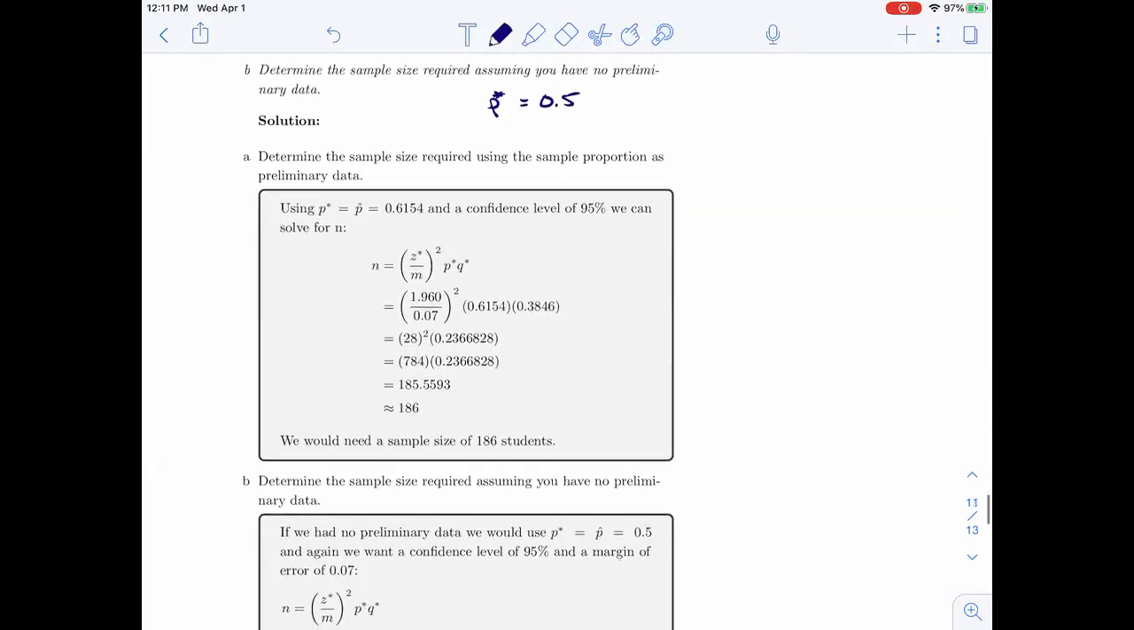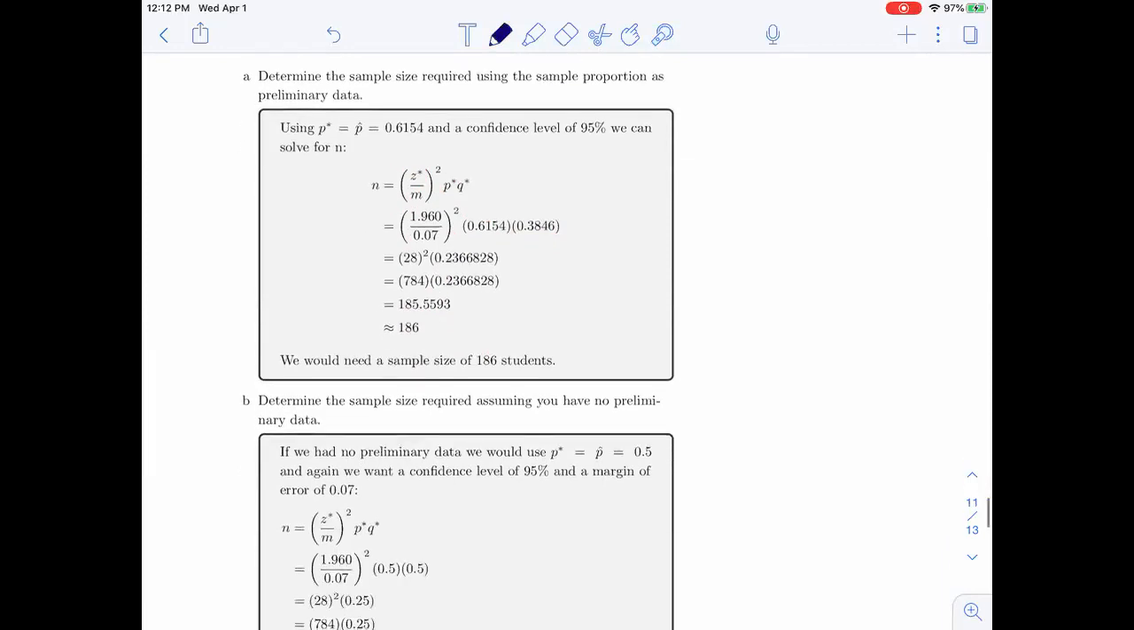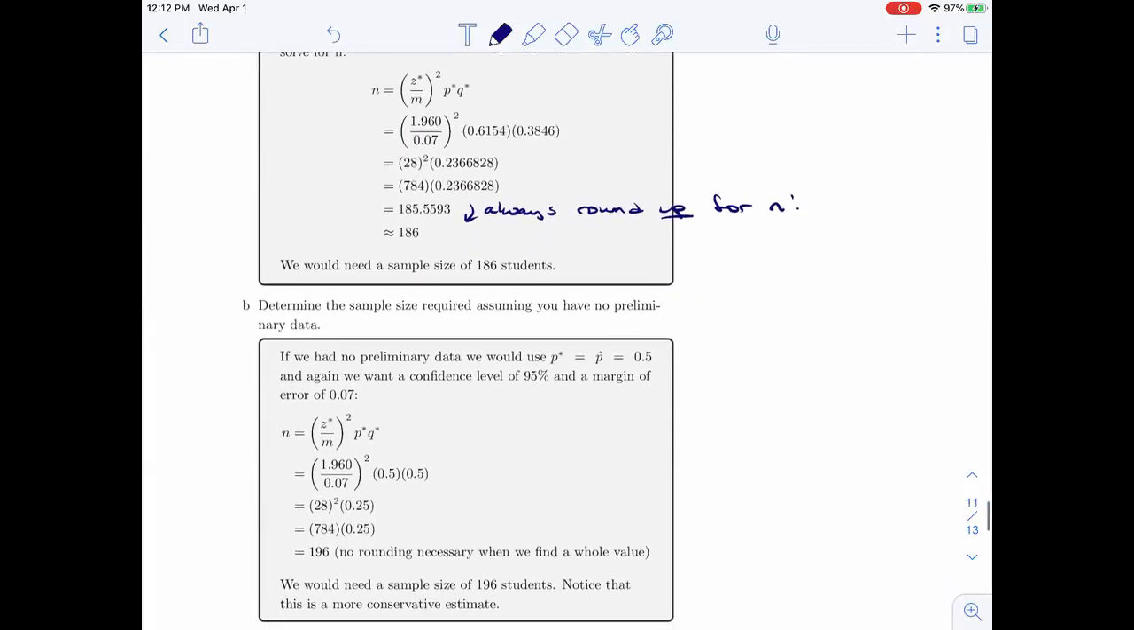So for part A, we would find that we would need a sample size of 186. Just like before, we've got our Z star, our desired margin of error, and our P star, which in this case is the sample proportion and 1 minus the sample proportion. Go through, solve this. We always have to round up for n, up to the nearest whole number, 186 in this case.